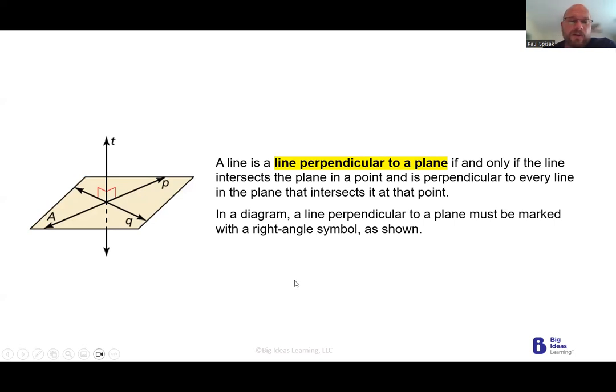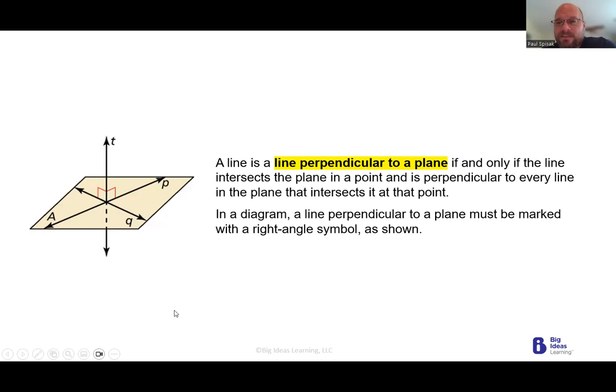All right. This is the only definition. And like I said, I did not make an index card for this one because I thought it was pretty self-explanatory. If we already did the definition of perpendicular, then this is a line perpendicular to a plane. A line is perpendicular to a plane if and only if the line intersects the plane in a point and is perpendicular to every line in the plane that intersects it at that point. In a diagram, a line perpendicular to a plane must be marked with a right angle symbol as shown. So just like when we have perpendicular lines, we're still using our right angle symbol to show that it is perpendicular to that plane. Again, it's kind of self-explanatory.